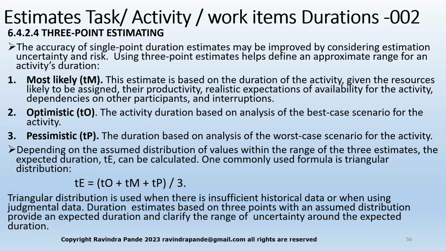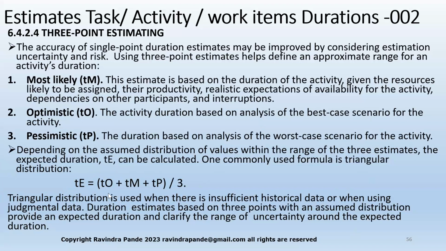So depending upon the assumed distribution of the values within the range of the three estimates, the expected duration, that is TE, can be calculated. One commonly used formula is a triangular distribution or averaging distribution, as in the sum of these three divided by 3. So TM, TO and TP get added together. That's the sum of these three, and dividing by 3 gives the estimation, the expected time.